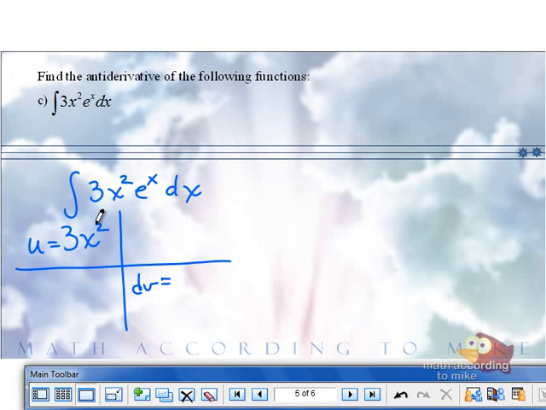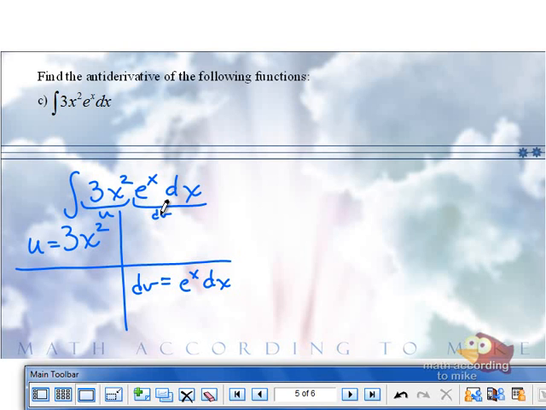So 3x squared makes a fantastic u. And what makes a great dv? Yes, e to the x dx. Please do not assume that it's always going to be in order, as far as the first part is the u and the second part is the dv. Also remember multiplication is commutative. So even if I had switched these two, you would still say 3x squared is your u, because you can pick it apart as much as you need to.